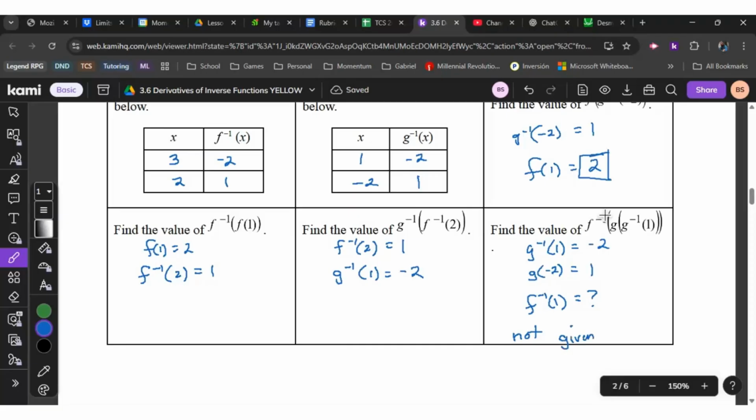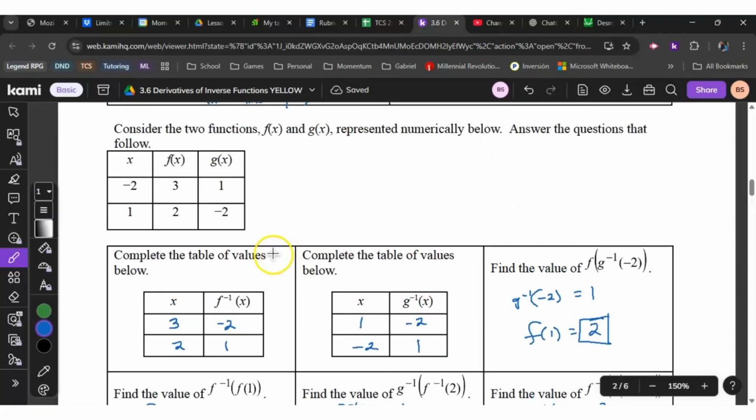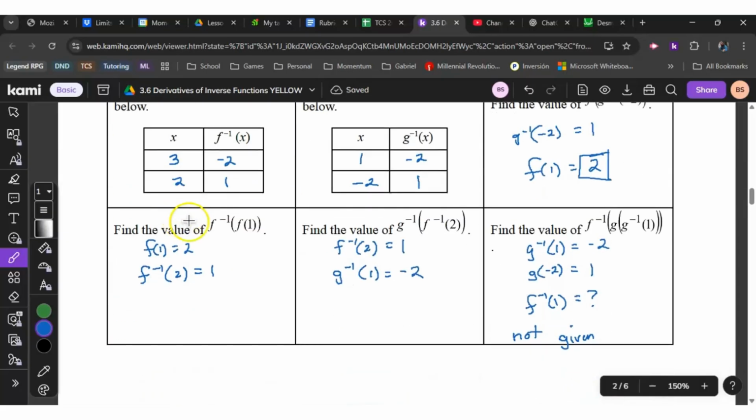Are you sure? Guys, look, there's no 1 in this column. So you just say you don't know. There's not enough information. With the little bit of information we were given, there's not enough.